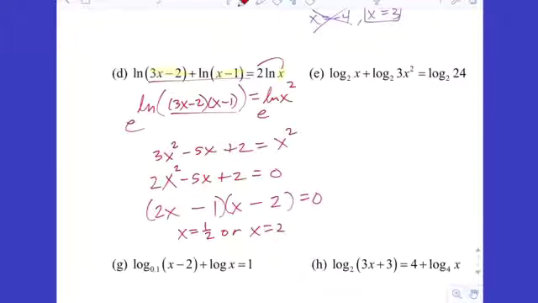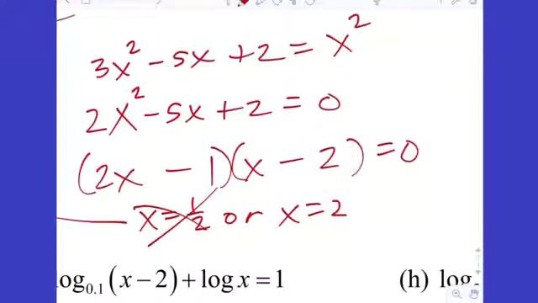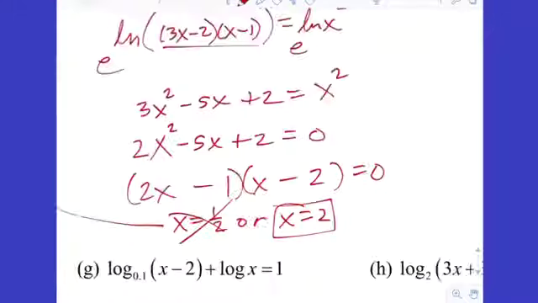But you try them out. When you plug in a 1/2, what do you get when you plug a 1/2 into this one right here? 1/2 minus 1 is negative. That's no good. So the 1/2 is out. If you plug the 2 in, to the first one you get 4, to the second one you get 1, and on the right-hand side you get 2. So 2 is the only answer that works.